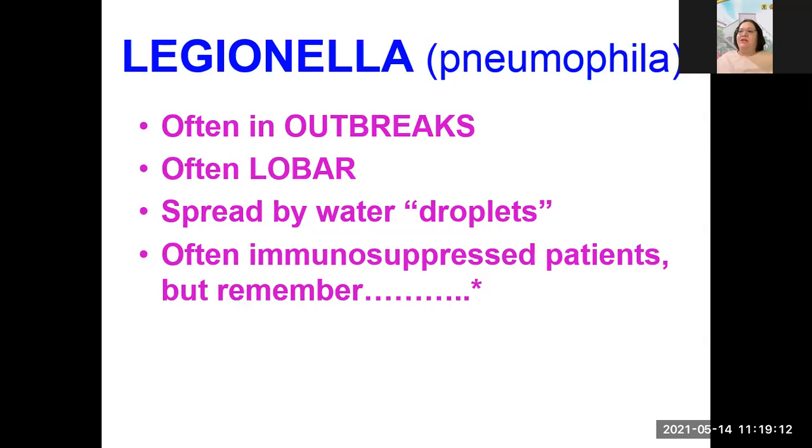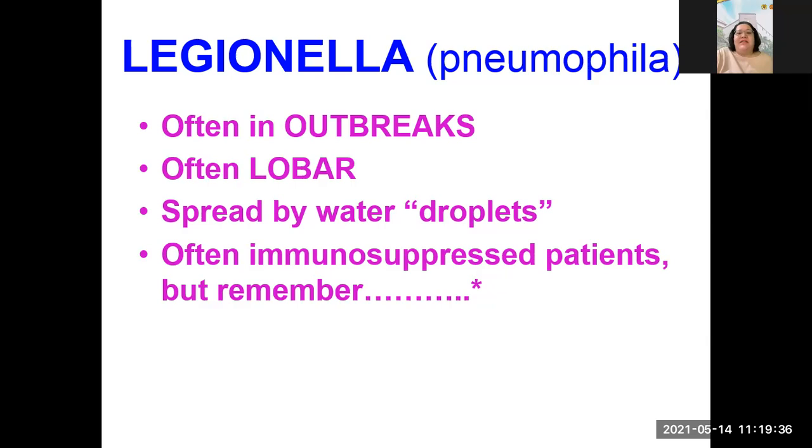Legionella, okay, Legionella pneumophila. This often occurs in outbreaks and it is often lobar. So this will cause lobar pneumonias. It is spread by water droplets, very common in air conditioners. And this occurs very often in immunosuppressed patients.